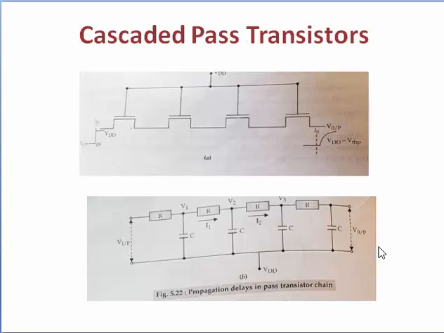Here input is V input, output is V output. So the RC circuit. We have 4 pass transistors in this network. And now we have to calculate the delay throughout the network at node V2. There are 3 nodes, V1, V2, V3, but we have to calculate the delay at node V2 because before V1 there is no current flow or there is no voltage at this point.